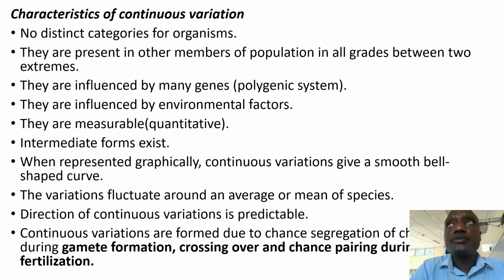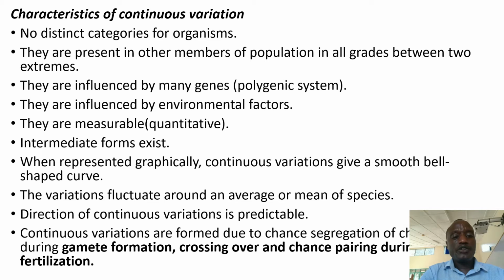Again, when you move from one population to another population, you can ask yourself, what are the basic features that could show you that within this population there is a big continuous variation? There are no distinct categories for organisms that one can tell. They are present in other members of the population in all grades between the two extremes.